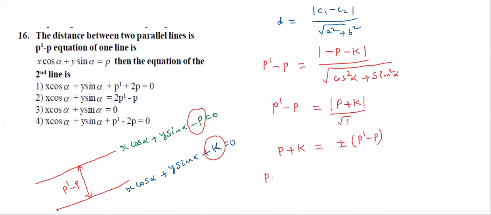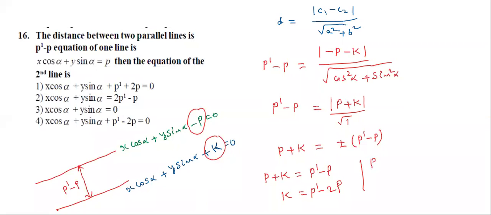First take positive. P plus k is equal to p dash minus p. Then what is k? P dash minus p. These p send right hand side. We get one more minus p. Overall minus 2p. P dash minus 2p. This is k value. If you are taken minus sign, then what happens?